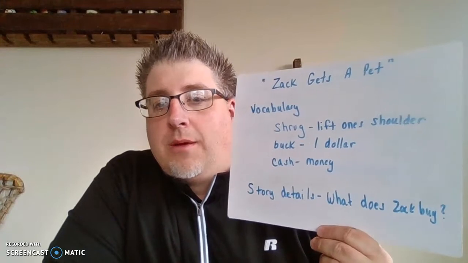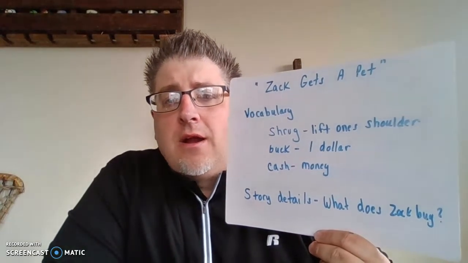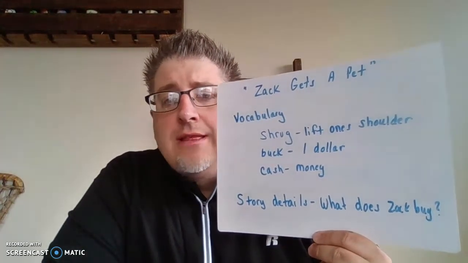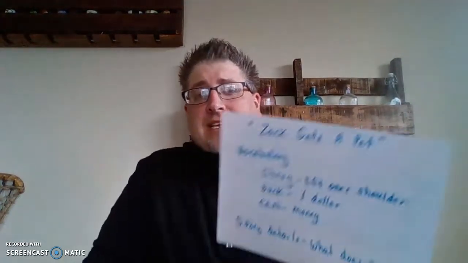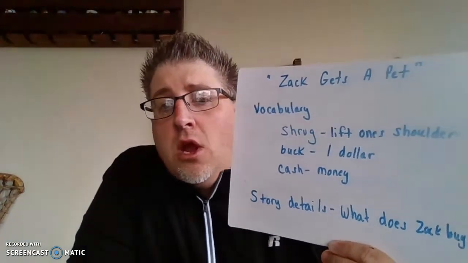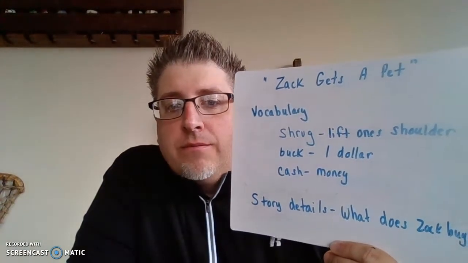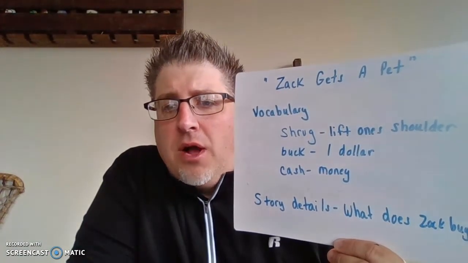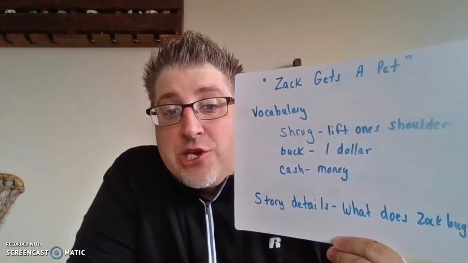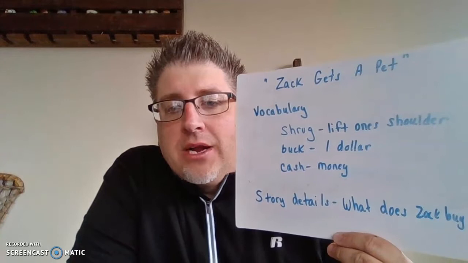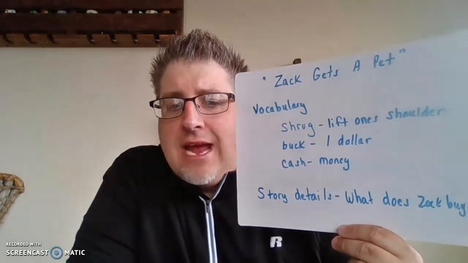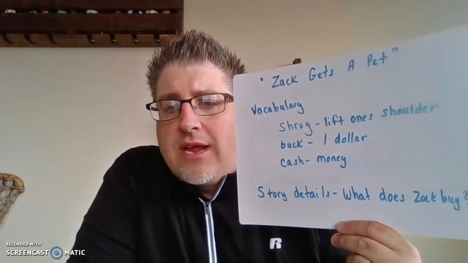And with our story comes vocabulary. All right, our vocabulary words are shrug, and that means to lift one's shoulders like this. I'm going to show you what it means to shrug. You shrug like that. Huh? Maybe you're answering, maybe you're not sure. You shrug. I see a lot of you guys shrug in class like that. A buck is $1. All right, another term for money. Buck, $1. And cash is another term for money. So shrug, buck, and cash. Remember those as I go through the story. Those are our vocabulary words.